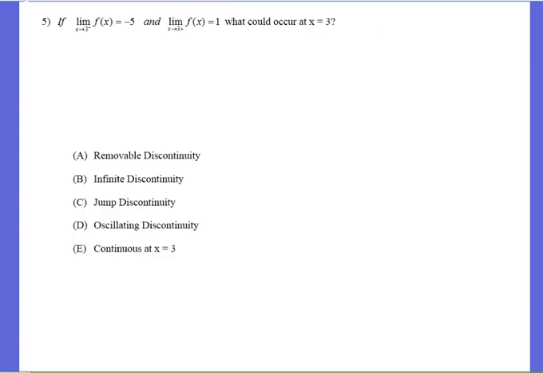Number 5. If the limit from the left is -5 and the limit from the right is +1, what could occur at 3? Well, number 1, removable discontinuity can't be right because the limits would actually be the same. So if I go from here to a removable and keep going, what you'll notice is the limit from the left and the limit from the right go to the same value, whatever the y value is of that removable. So it can't be A. Infinite discontinuity. Well, it's called an infinite discontinuity because the values go on infinitely, like a vertical asymptote. A vertical asymptote has limit values of positive or negative infinity coming in from the left and coming in from the right. So it can't be B.